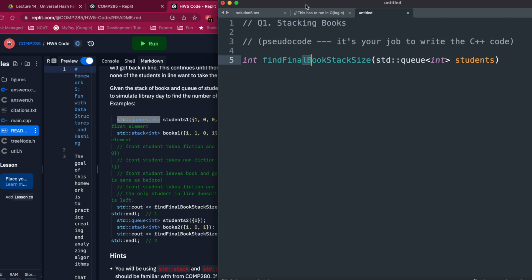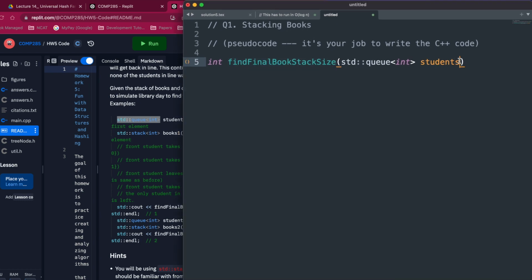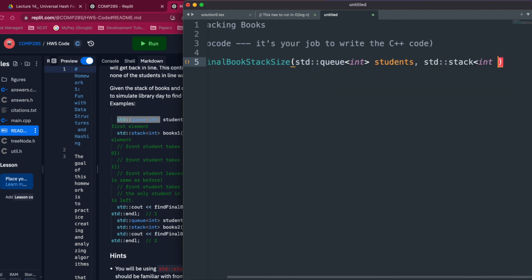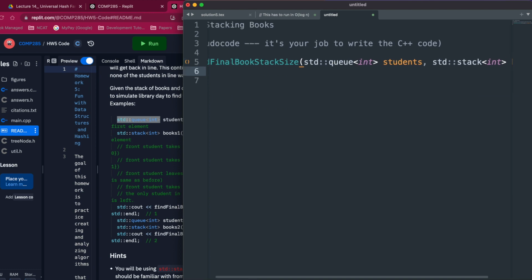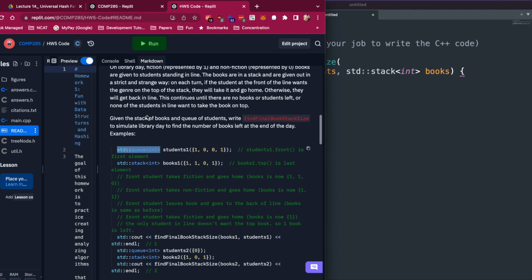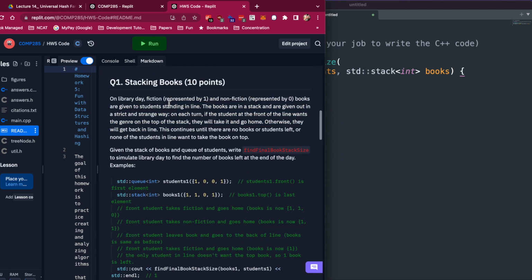So this is going to take a queue of students, and it's going to take a stack of books. Basically, this question is actually not very difficult, I would say. It gives you a description of something that's happening, and essentially the solution that you want to implement does exactly what is being described. There is no trick to this question. The best solution is one that just does what is being described.